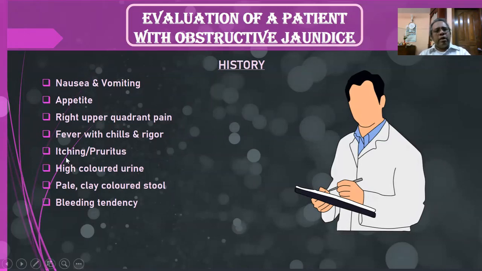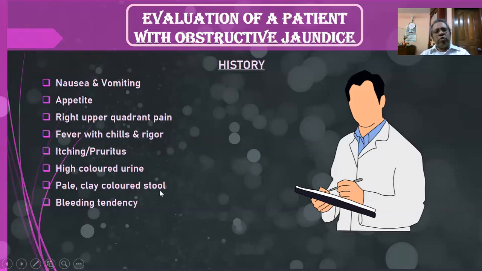Then the others are itching or pruritus. So you look for the patient having some itching, and high colored urine, because bilirubin passes through the urine. For that reason the patient has high colored urine, and pale, clay colored stool, and some bleeding tendency. With obstruction of the lumen of the gut, stercobilin is lacking. For that reason, the stool color becomes clay colored. It is the most diagnostic feature.